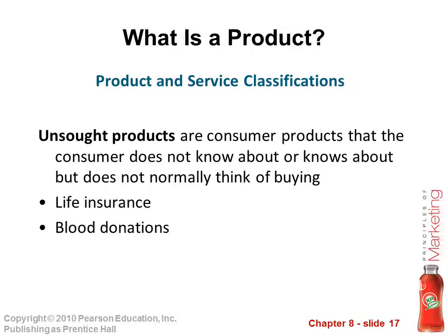The fourth classification of consumer products is unsought products, which are consumer products that the consumer doesn't know about, or knows about but doesn't normally think of buying, like life insurance and blood donations.